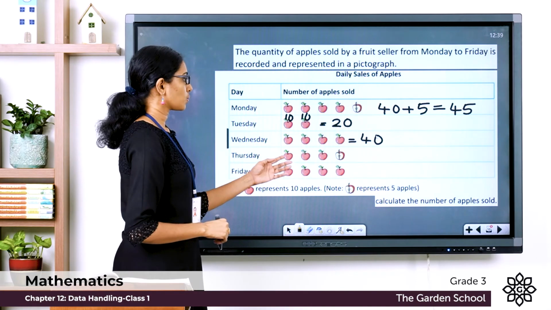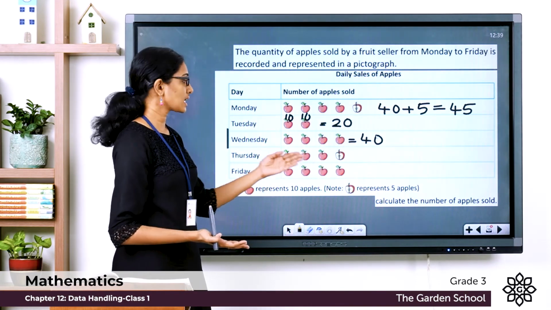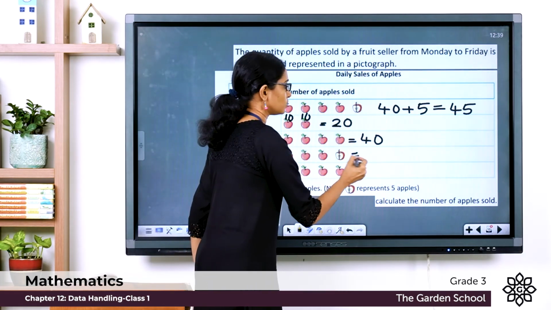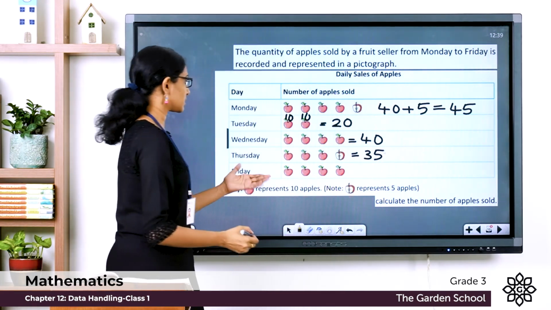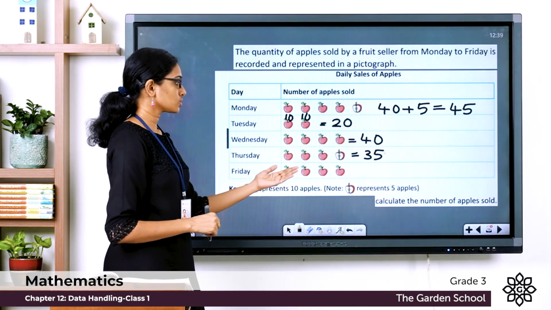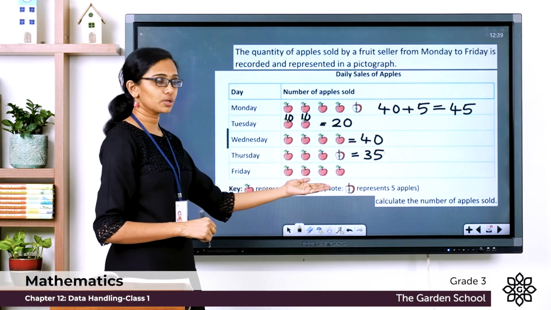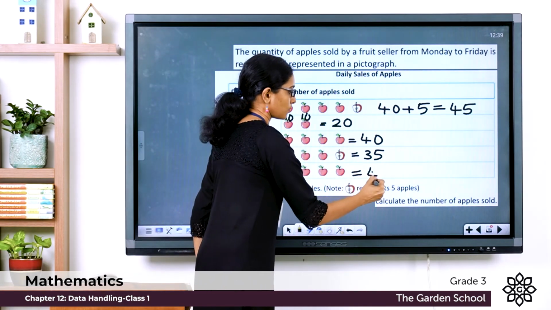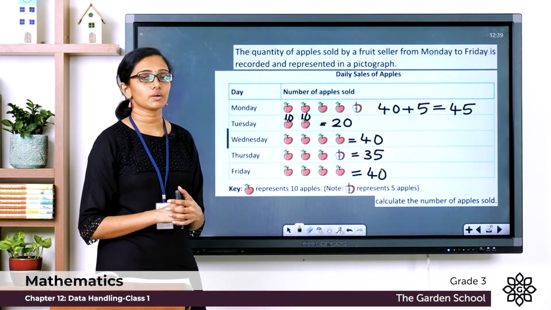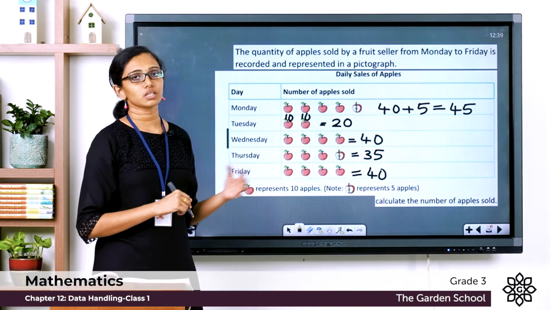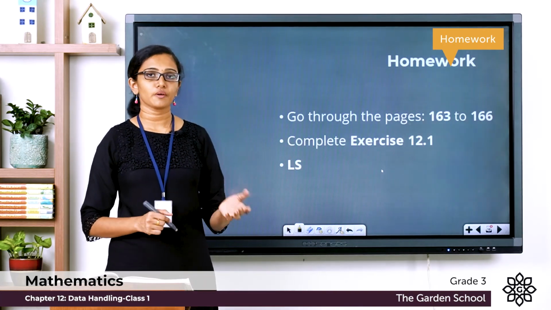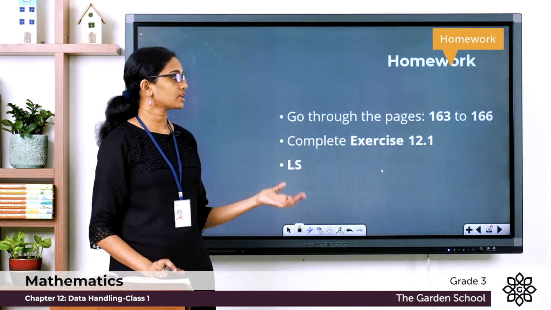Now, on Thursday, 1, 2, 3 full apples, which means 3 into 10 plus 5. So, 30 plus 5 is equal to 35 apples were sold on Thursday. Now, on Friday, the sales of apples is represented by 4 full apples. So, that is equal to 4 times 10, which is equal to 40 apples in total. So, I hope you understood how we found out the total number of apples sold on each day based on the pictograph given here.